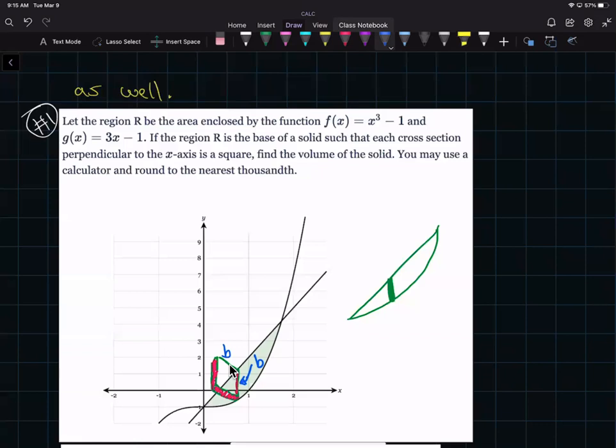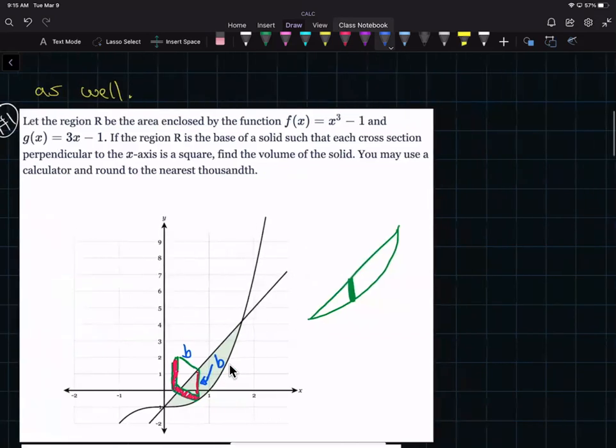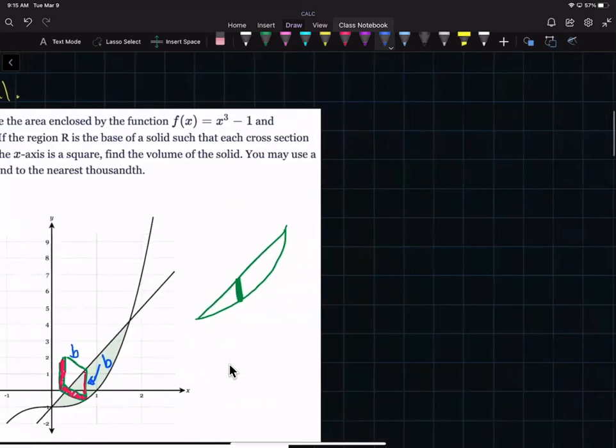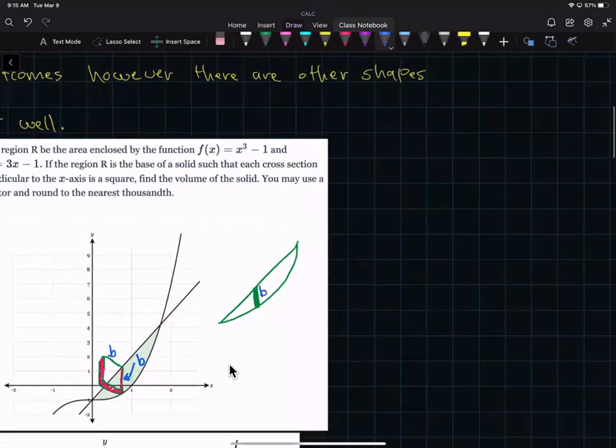So think about it. This is almost like finding r. So you can think about it as instead of r, now we're trying to find b, okay?